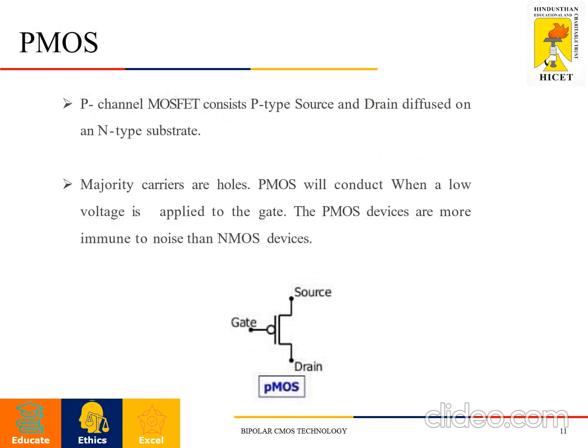Then the PMOS: you have to take the opposite of the NMOS transistor, with the same construction. That is the P-channel MOSFET. In PMOS transistors, the P-type source and drain are diffused in the N-type substrate. Here the majority carriers are the holes. PMOS will conduct when a low voltage is applied, which is just opposite to the NMOS. In the NMOS, a higher voltage is applied to carry out the operation.